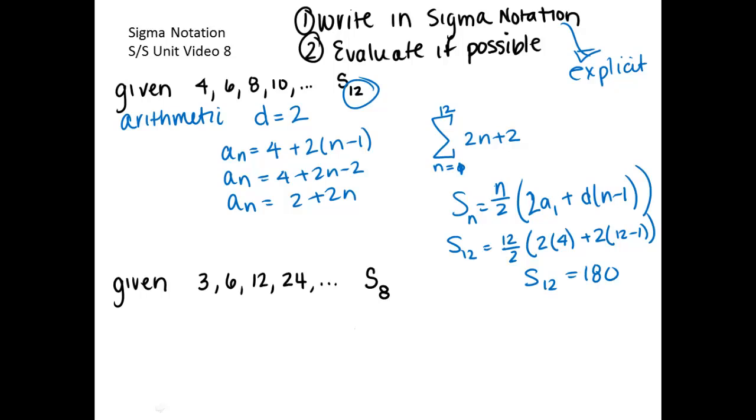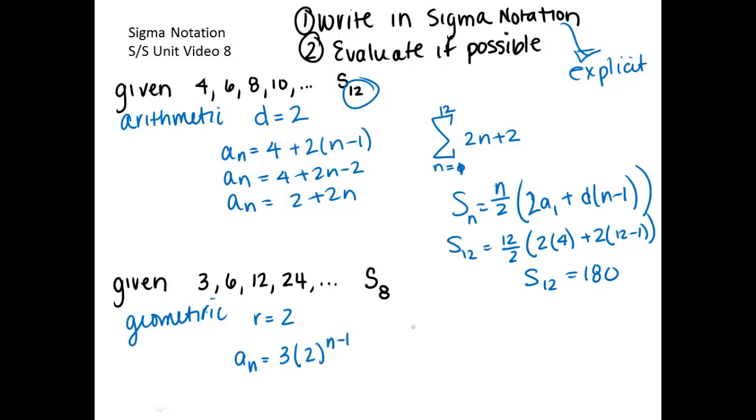For the next one, I notice I'm going from 3 to 6, 6 to 12, and 12 to 24. So this is growing at a much more rapid pace than the previous one. So I'm going to conclude that this is probably going to be a geometric sequence. If it's a geometric sequence, then I want to be looking for my r value. So my r value here is going to be 2. I'm multiplying by 2. So I'm going to write my explicit. So a sub n will equal the first term times 2 to the n minus 1 power.